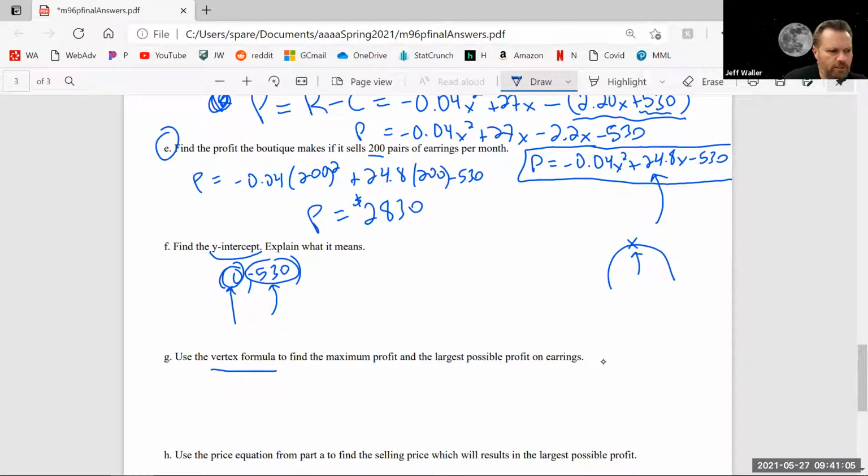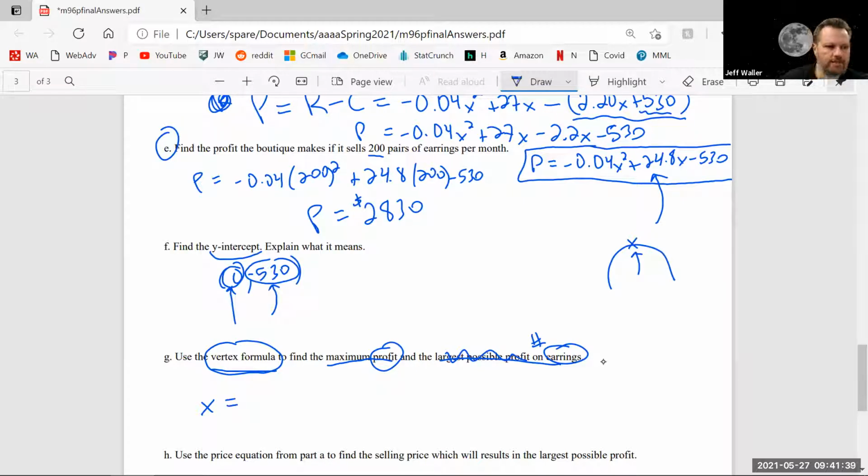I don't understand what I'm talking about here. Why do I say this twice? I don't know, guys. So the maximum profit and the number of earrings required to sell to make the maximum profit. Does anyone remember what the vertex formula is? Nope. I like that honesty.